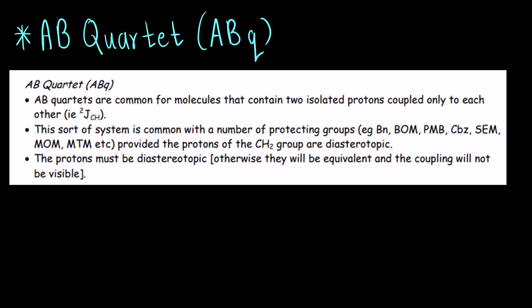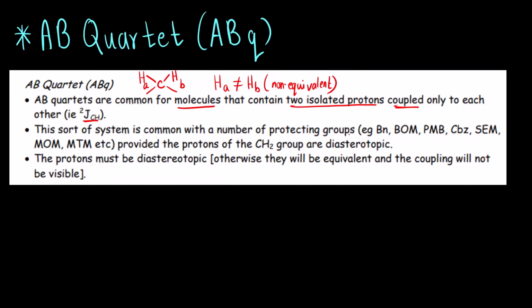An AB quartet is mostly seen in molecules where there are two isolated protons that couple with each other. This is called second order coupling. Suppose there is one carbon with two hydrogens, let's say HA and HB, and they are non-equivalent. Why are they non-equivalent? Because of the presence of a chiral center. We'll see the examples.